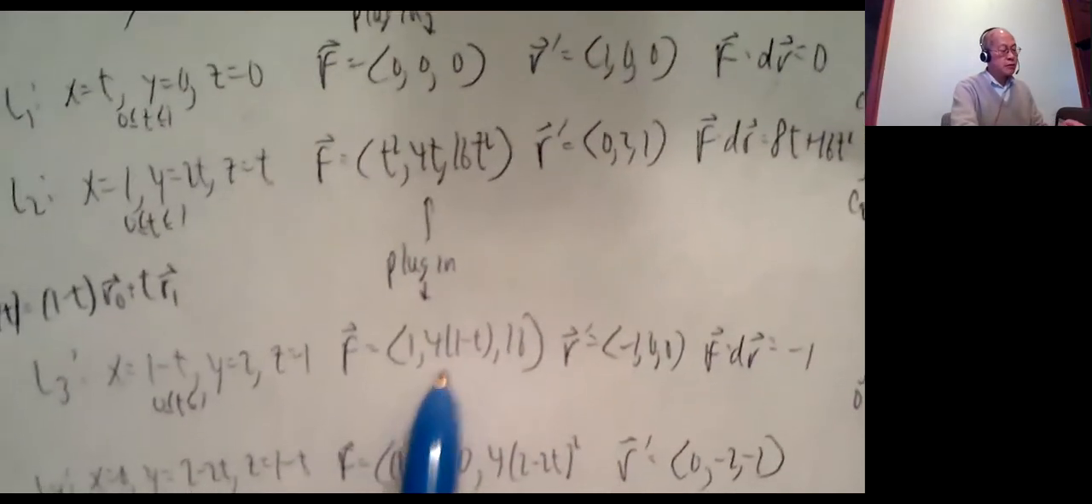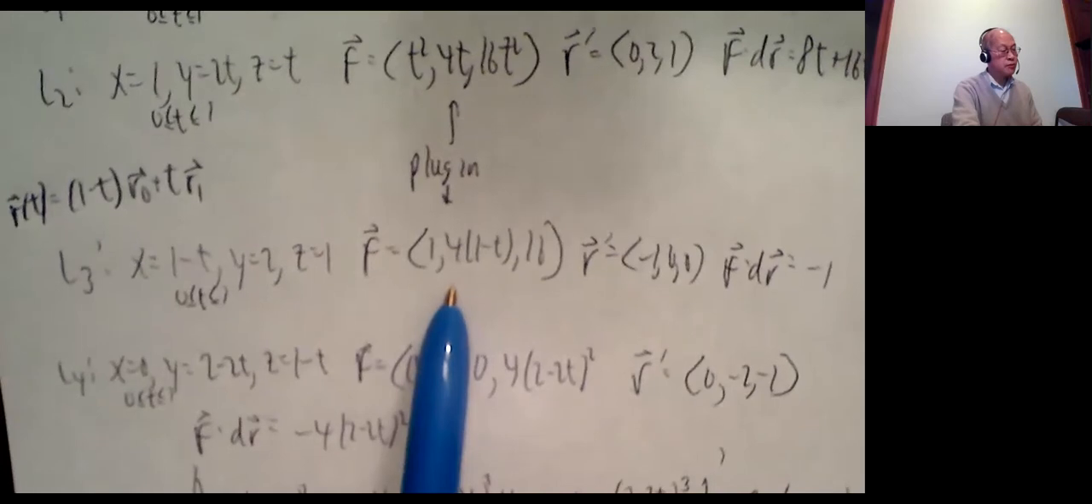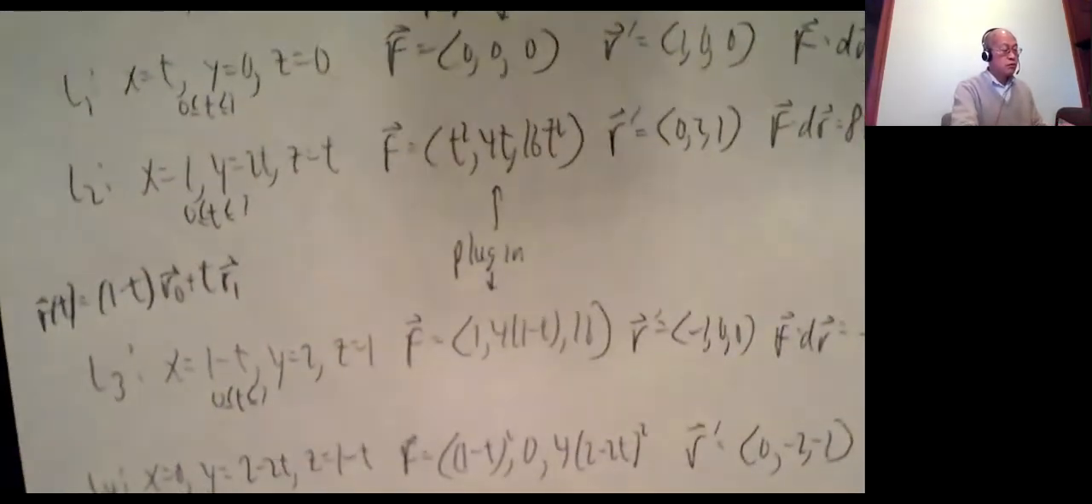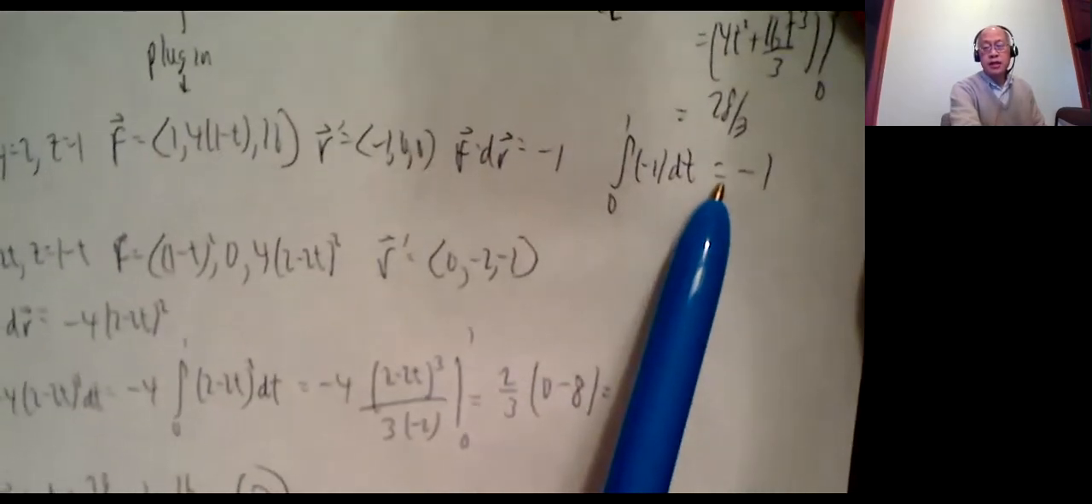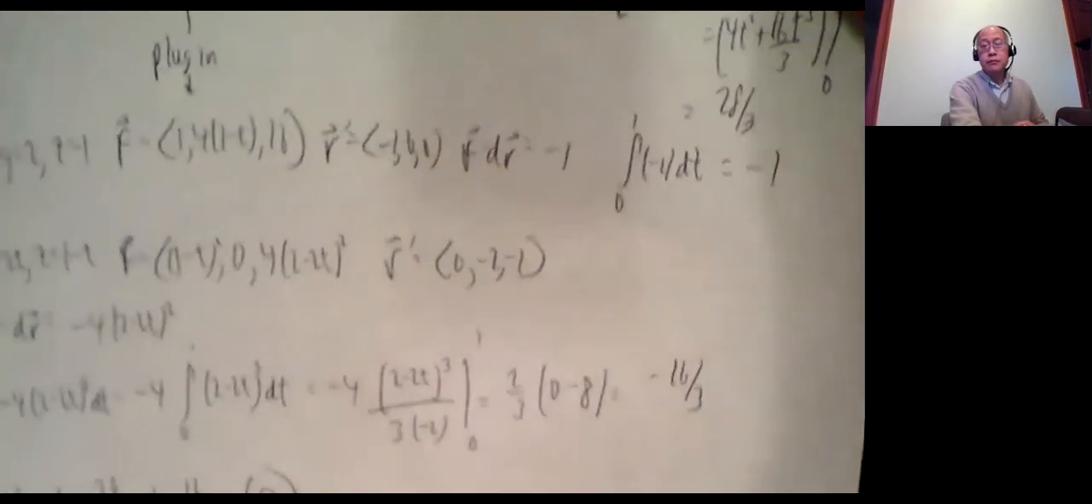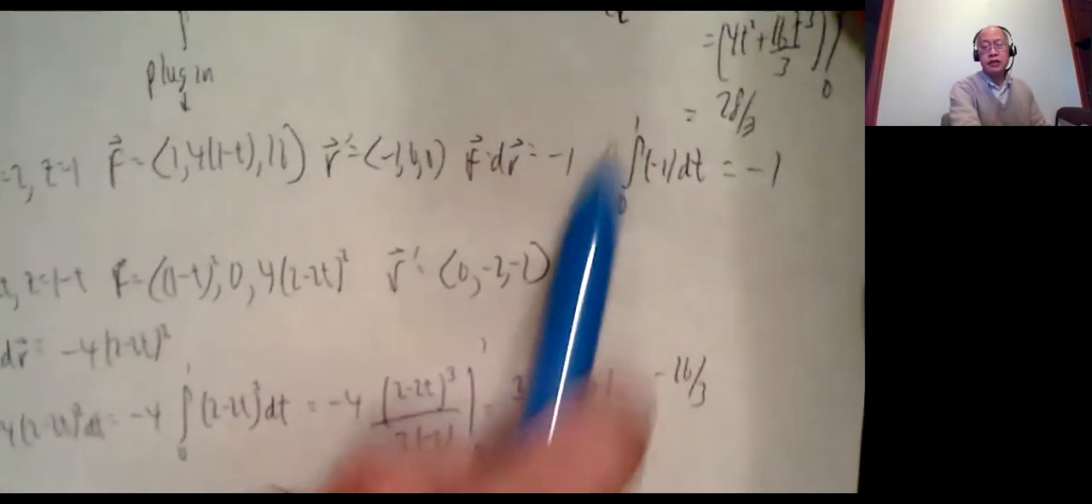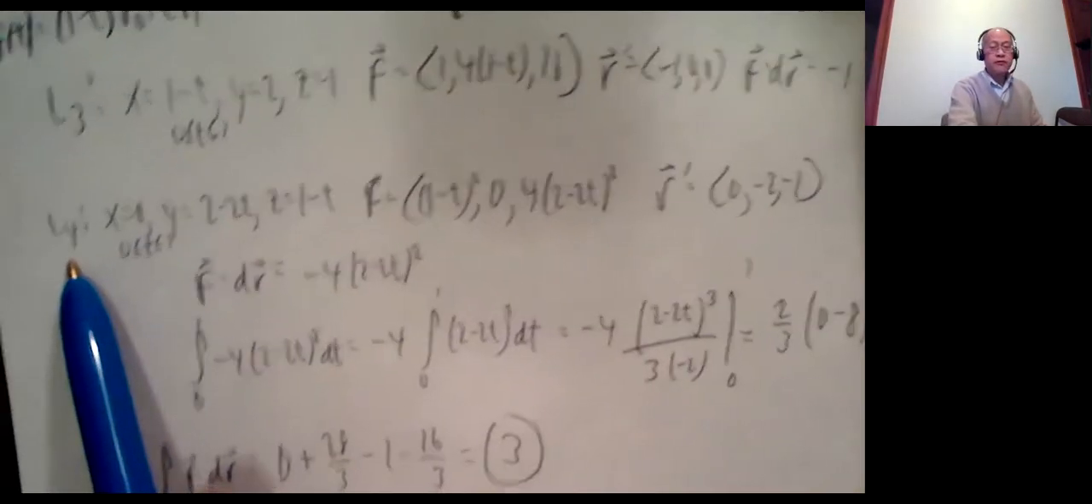2xy, I plugged back in 2 times x times y. 2 times, I see, 2 times 2 times 1 minus t. And then, yeah, okay, I get it now. 4y squared, that's where I got the 16 from when I plugged in. Anyway, it comes out to be -1. So the integral from 0 to 1 of -1 dt, and that's -1. It's a constant, so it's -1 times the length of the interval, which is 1.